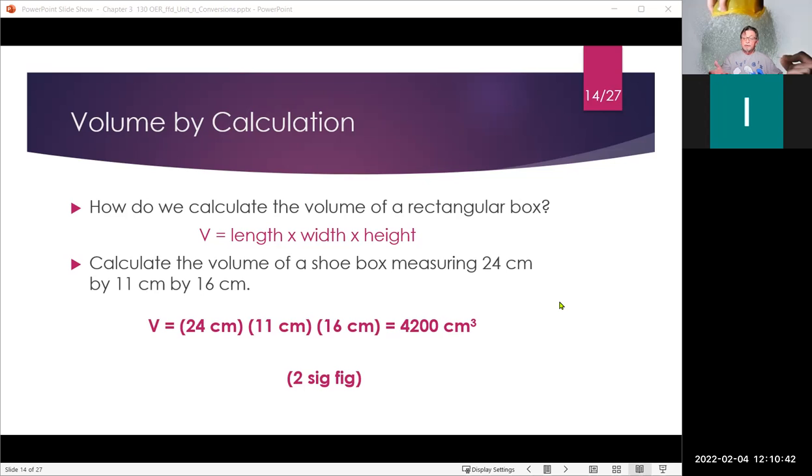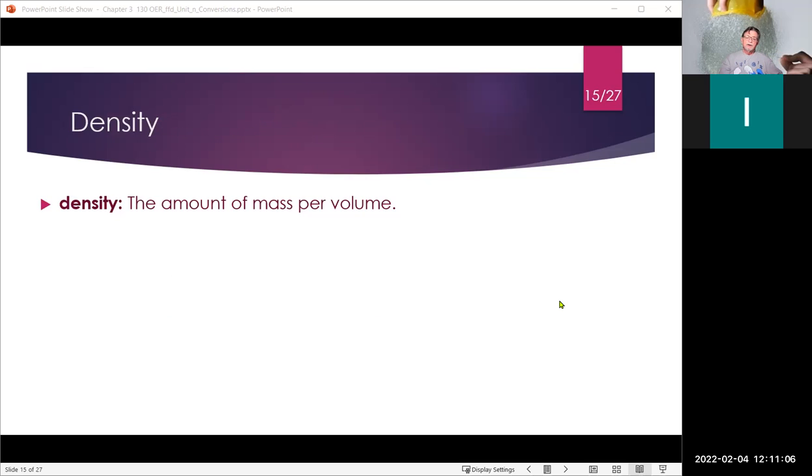We could also do it by displacement. If we had a big enough container with a known volume, we could put that rectangular box in and measure its displaced volume, and we should get closer. We should come up with 4,200 cubic centimeters or milliliters, right? Because we know that 1 milliliter is equal to 1 cubic centimeter, 1 cc.